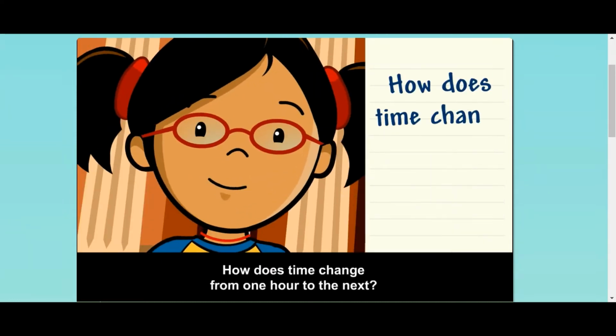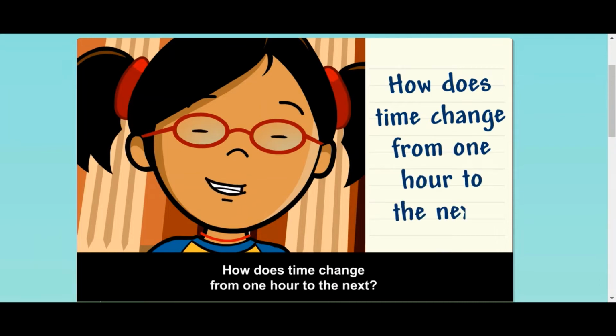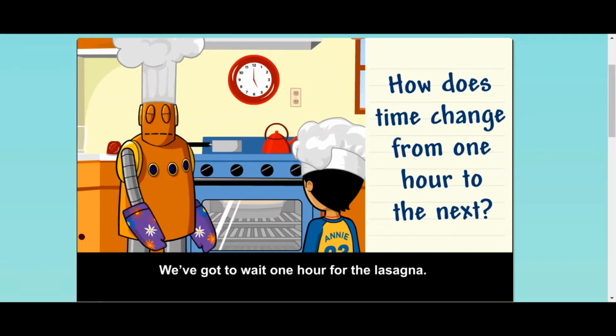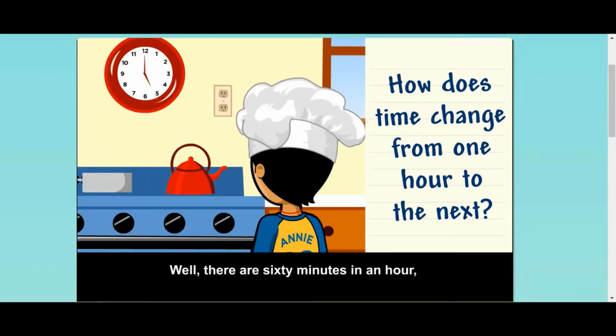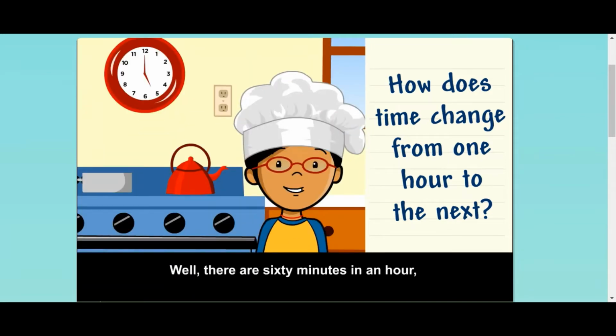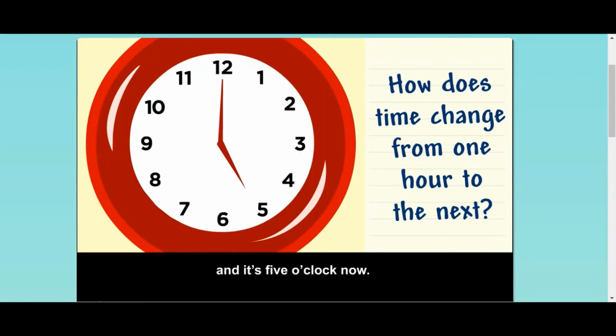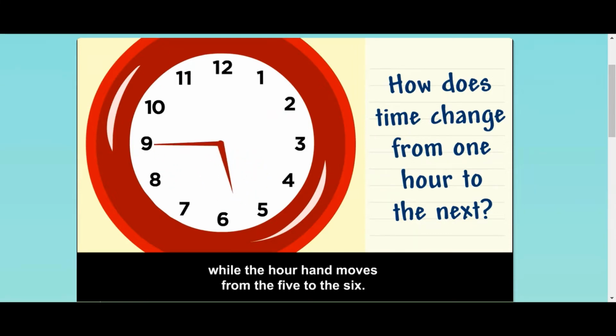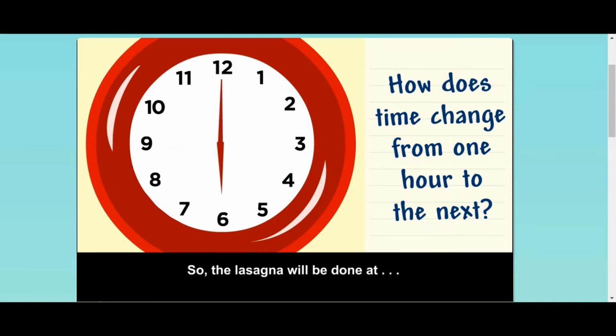How does time change from 1 hour to the next? We've got to wait 1 hour for the lasagna. Well, there are 60 minutes in an hour, and it's 5 o'clock now. It takes 60 minutes for the minute hand to go all the way around while the hour hand moves from the 5 to the 6. So the lasagna will be done at 6 o'clock.